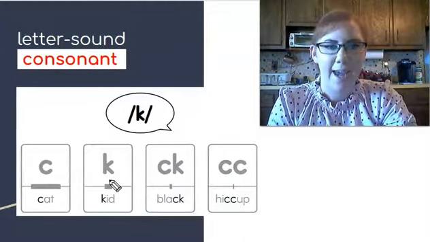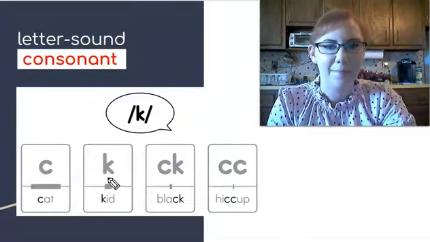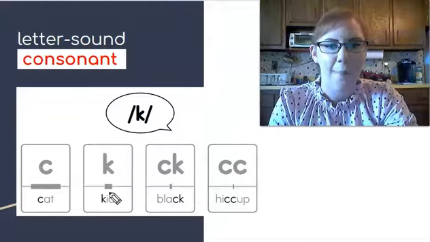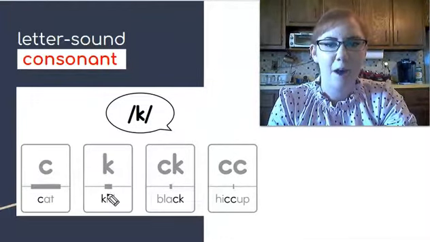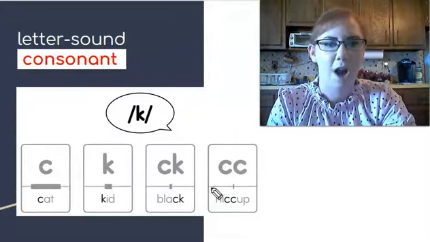This is a K. Sometimes when you hear K, you'll write a K. This power bar is shorter than the C power bar. That means it's less common than the C, but it still happens quite a bit, like in kid. There's 2 more spellings. These ones are not very common. Their power bars are shorter.